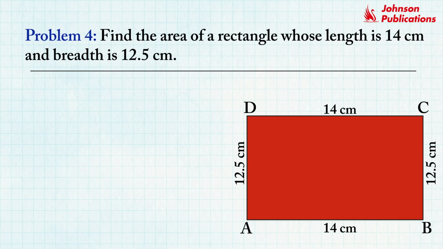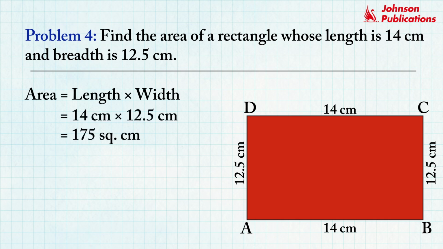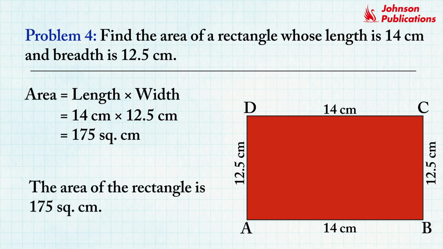Find the area of a rectangle whose length is 14 centimeters and width is 12.5 centimeters. Using the formula of the area of a rectangle, we can find the answer. Thus, the area of the rectangle is 175 square centimeters.